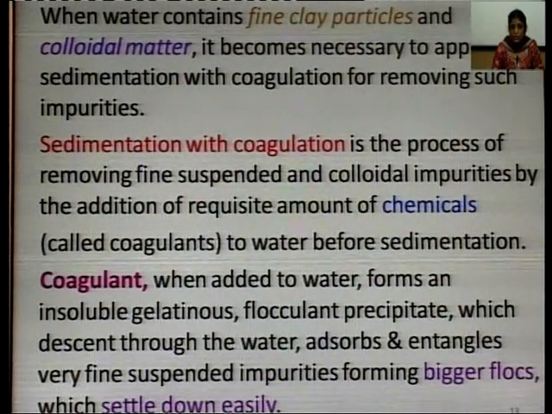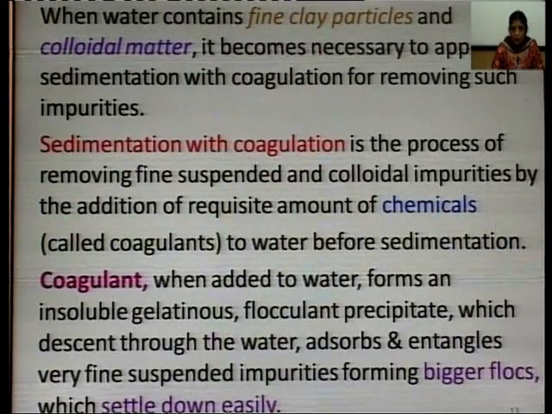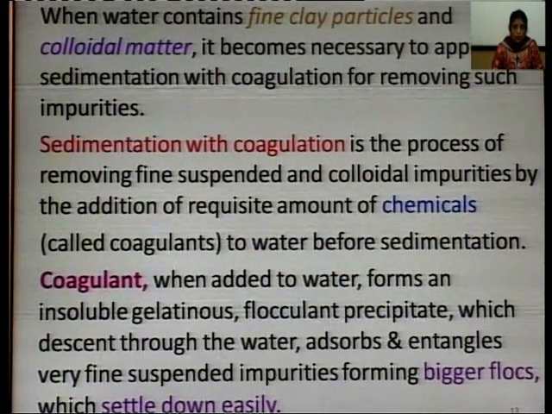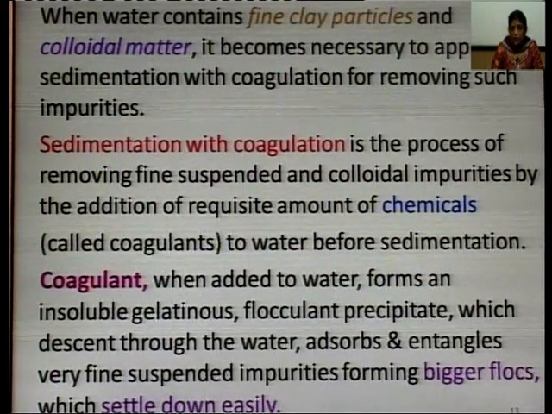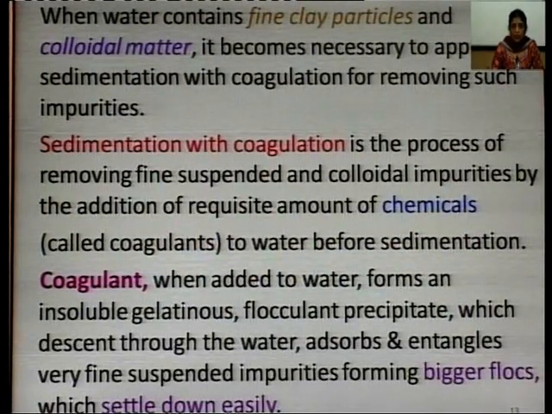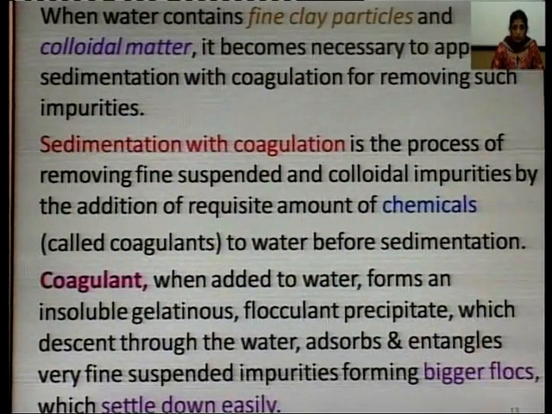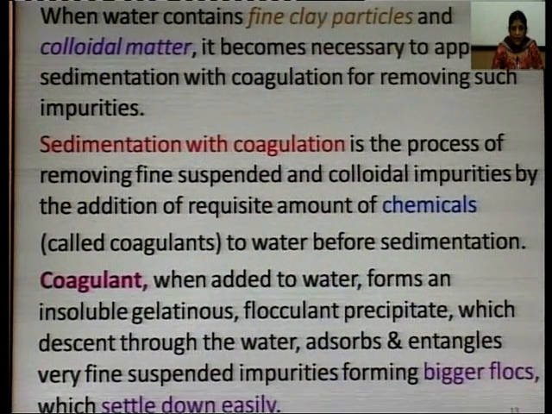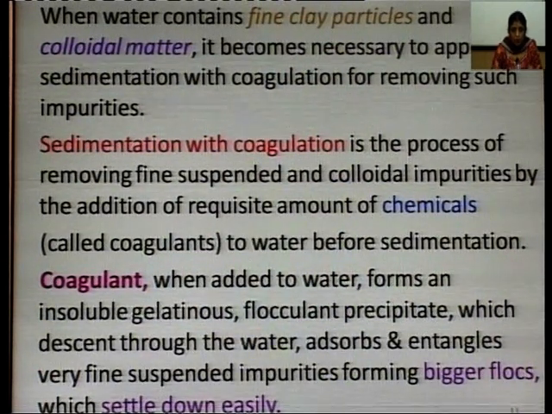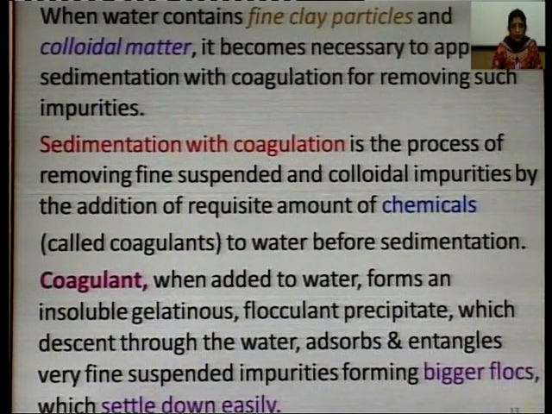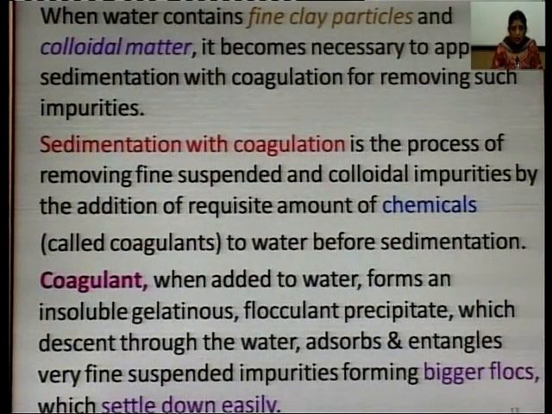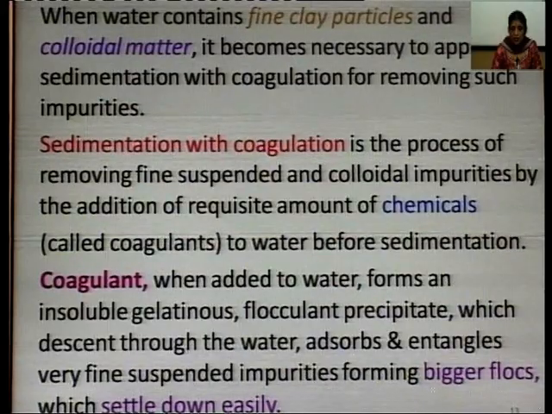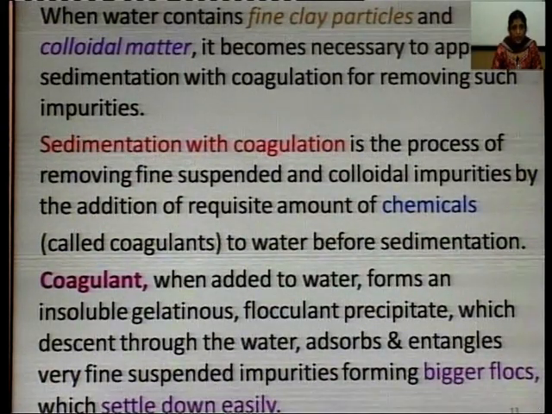So, in simple words we can say that fine particles or colloidal matter do not settle down under the force of gravity. So, to remove such particles we have to add certain chemicals. These chemicals are called coagulants. When they are added to water, they form precipitates which are large in size, and these precipitates absorb or catch the fine suspended impurities. As a result, the size of the particle increases and it becomes heavier and settles down under the force of gravity and water becomes clear.